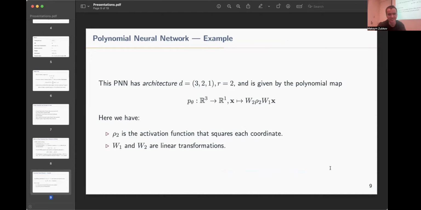Okay, concrete example. I'm going to take the architecture 3, 2, 1, and r equal to 2. That means my input vector is going to have 3 dimensions, my hidden layer has 2 dimensions, and my output is going to be 1 dimensional. And my activation function is going to be the power r equal to 2. I'm going to stop here for a second if you have any questions.